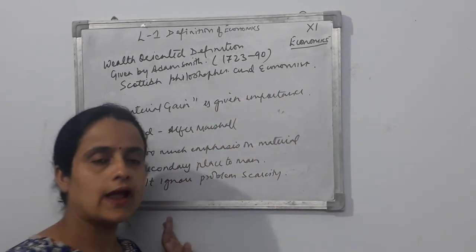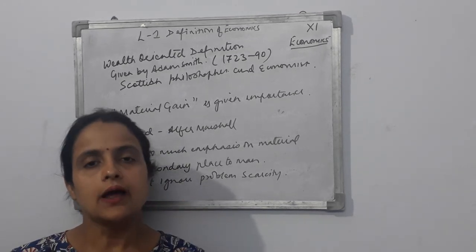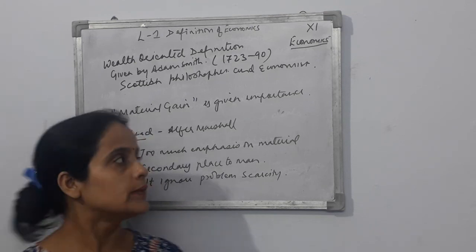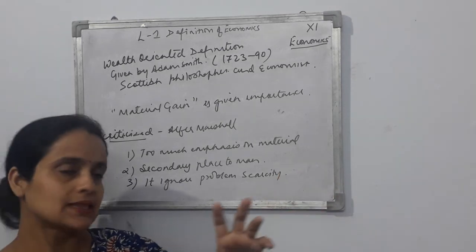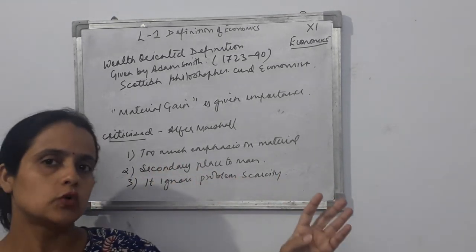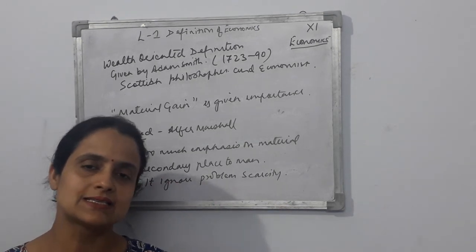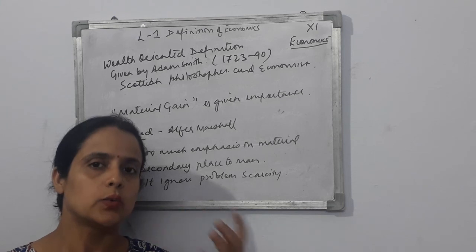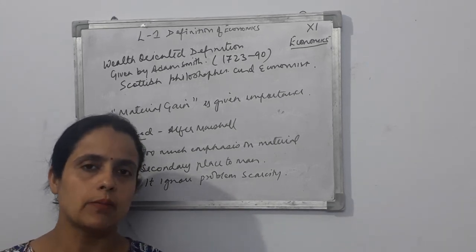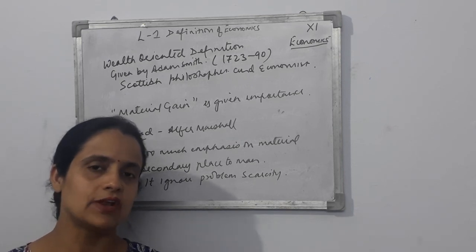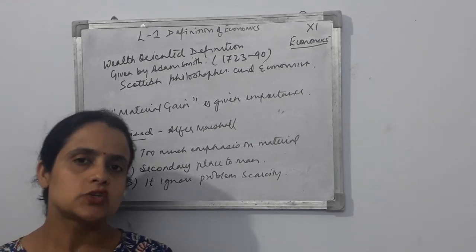Though initially the definition of Adam Smith was welcomed by people, later on economists like Alfred Marshall, on the basis of this criticism, said the definition gave too much emphasis to materialistic things. Secondary place was given to men, and third, it ignored the problem of scarcity. These things created criticism which changed the scenario and the definition of economics. And what was this definition of economics? The second definition, given by Alfred Marshall and other economists of that time, was based on welfare.